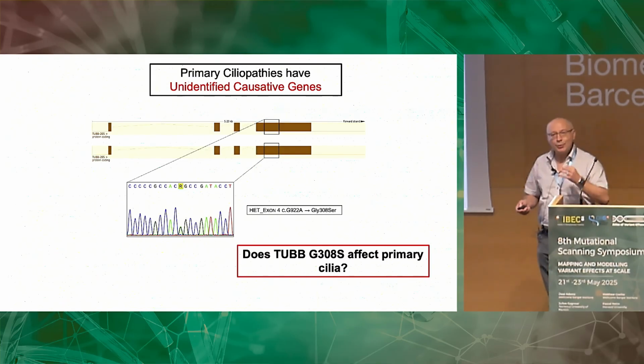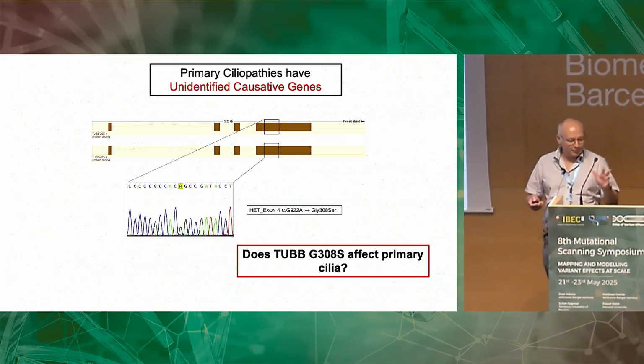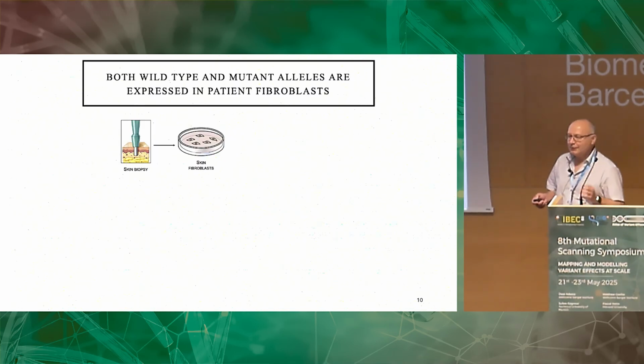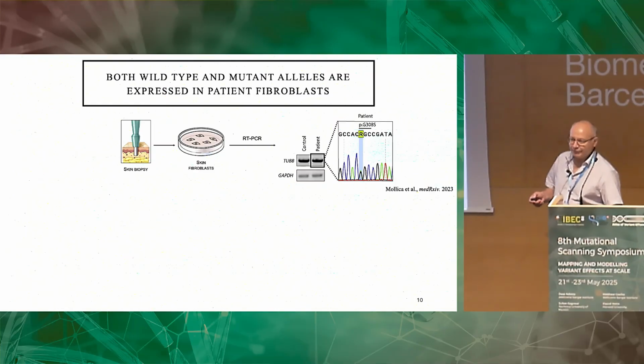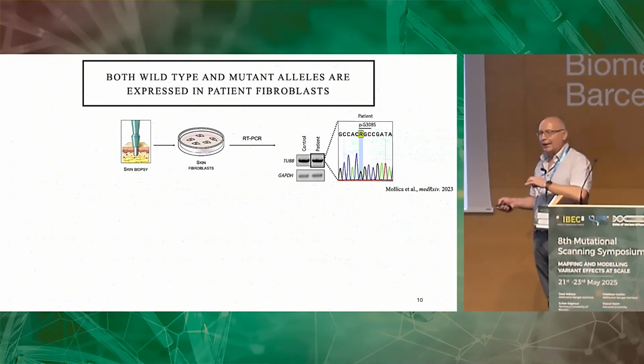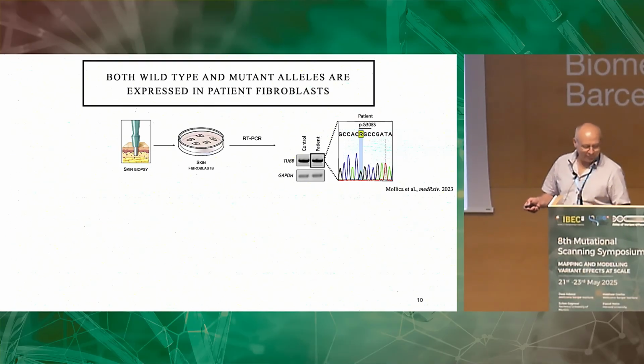Anyway, back to our original question. We found a mutation in a tubulin gene. It looks like Joubert syndrome because of the molar tooth sign. The question is, does it affect primary cilia? When asking this question, we can use fibroblasts from a patient and culture them. First of all, we have to confirm that the particular mutation is expressed at least at the mRNA level, so that both the wild type allele and the mutant allele are expressed at the same level.